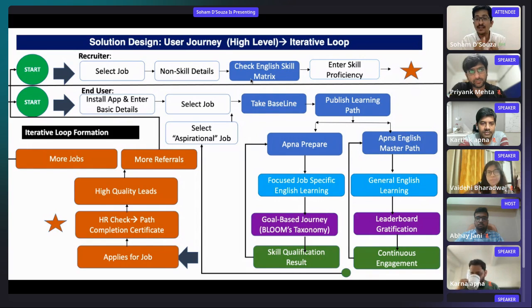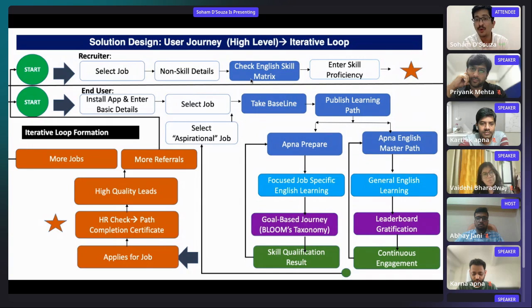Now, if the person is at a particular level X and goes to the 2X level, then the second iteration happens: he goes not only to select his job, he goes for higher aspirational jobs as well. And from the HR perspective, the loop starts: HR inputs, on a basic mathematical matrix, what skill proficiency the person they are looking for should have. And that leads to HR checks. Yes, this path is complete.